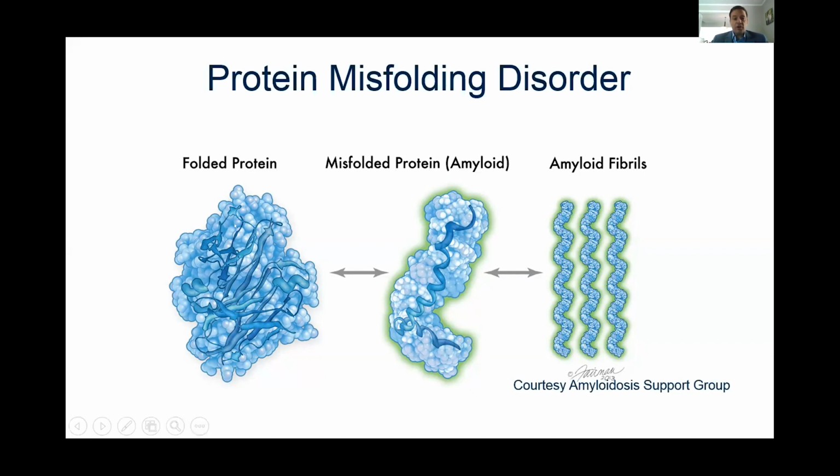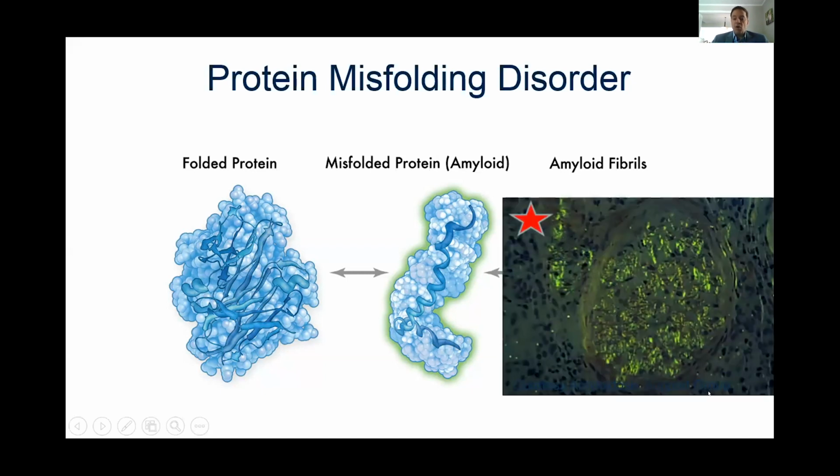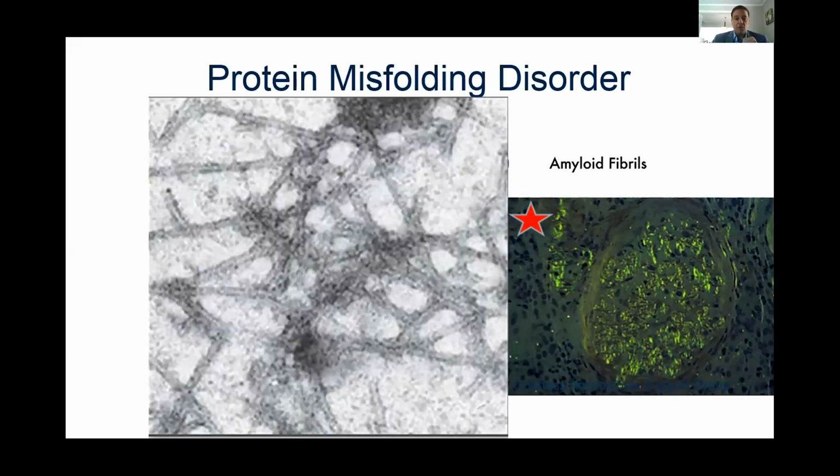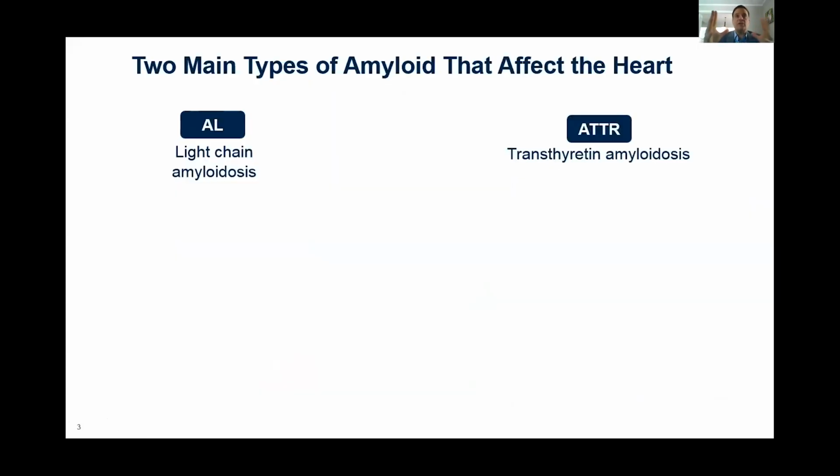And regardless of the precursor protein that leads to the specific amyloid fibril, what they all have in common is that when you stain the organ or the tissue with Congo red and visualize under polarized microscopy, you get this characteristic apple green birefringent pattern that's diagnostic of amyloid. And when you look at these fibrils under electron microscopy, they're rigid and non-branching, 7 to 10 nanometers in width and of indeterminate length.